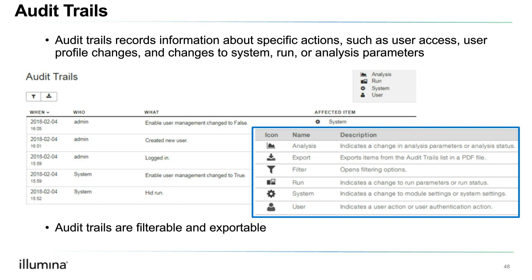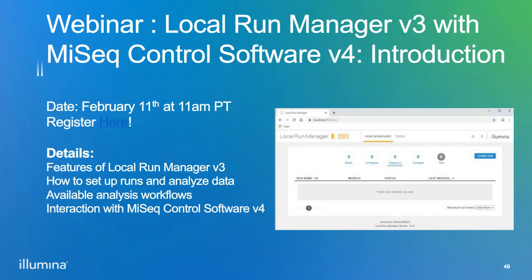All right, so that's all I have today for Local Run Manager version 2. And I want to introduce our Local Run Manager version 3 webinar coming on February 11. And this will be available with MiSeq Control Software version 4. So this is exciting, and there will be a few changes with Local Run Manager version 3 in MiSeq Control Software version 4. So please register if you're interested.